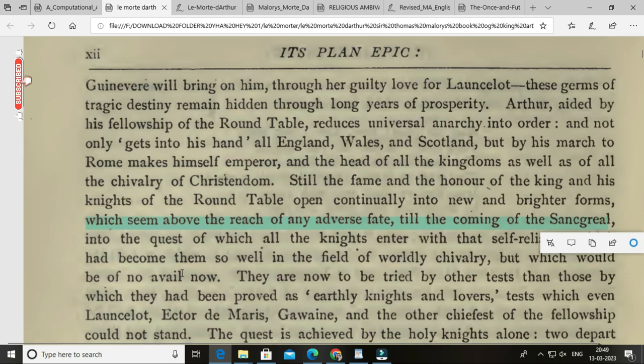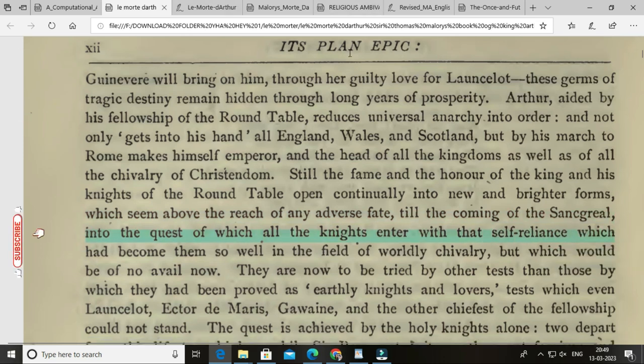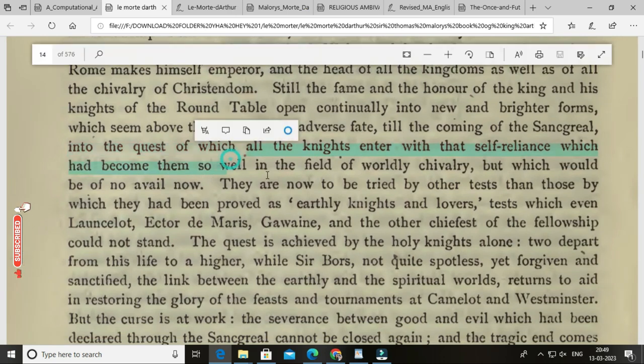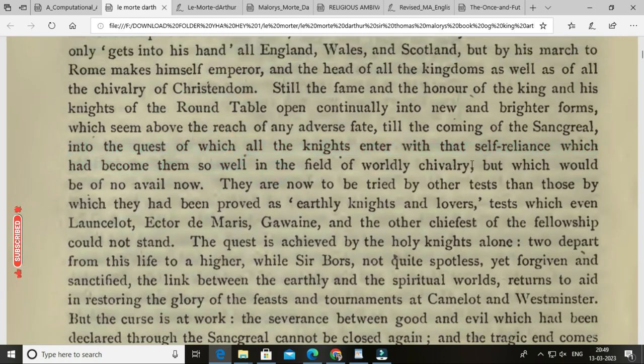of the Sangreal into the quest. The knights enter with that self-reliance which has become so much a feature of worldly chivalry, but which would be of no avail. They are now to be tried by a test, and those which they had proved early as knights and lovers. A test which even Lancelot, Sir Ector de Maris, Guinevere, and other chiefs of the fellowship fail.